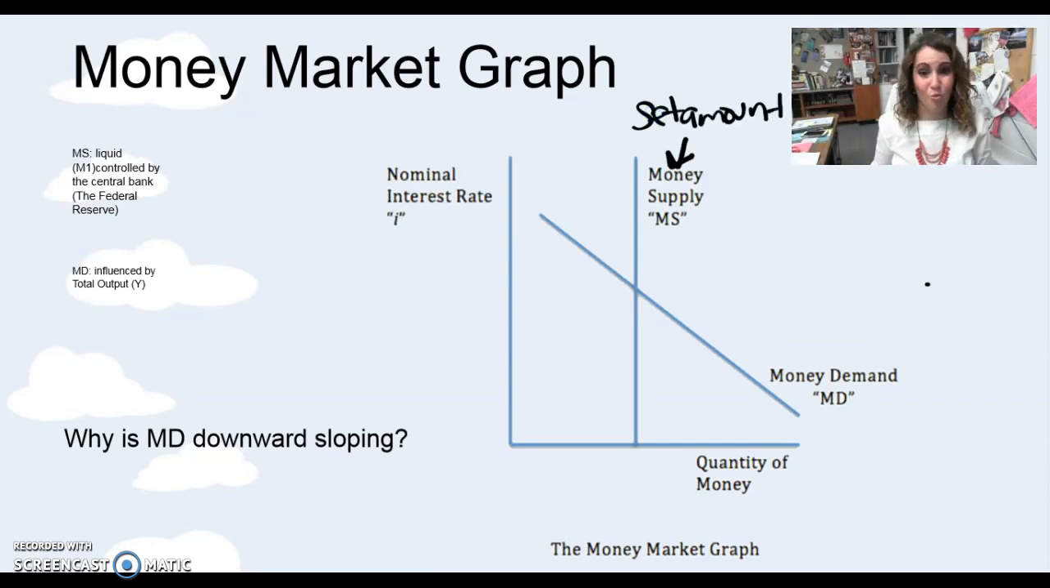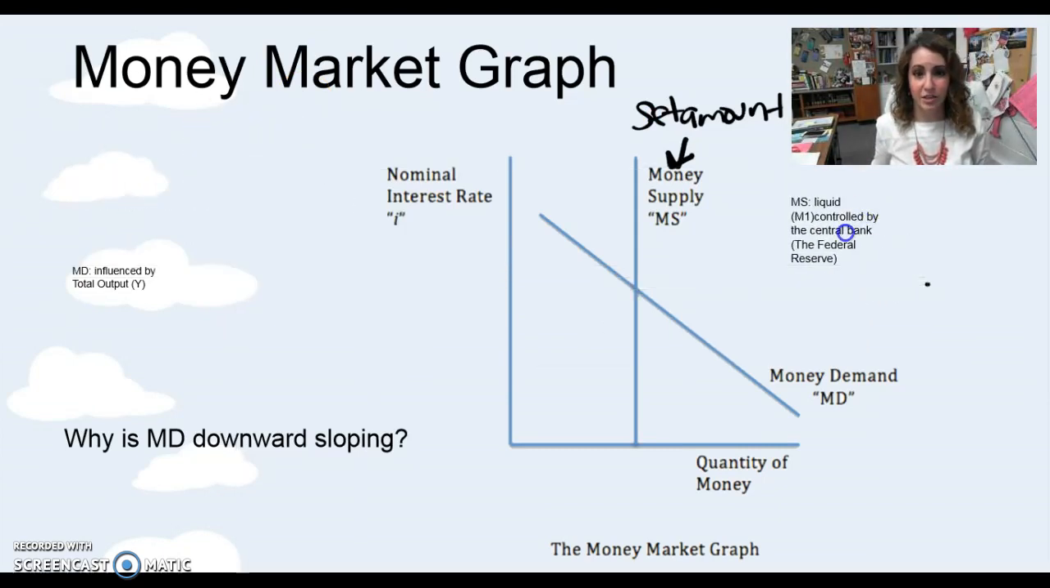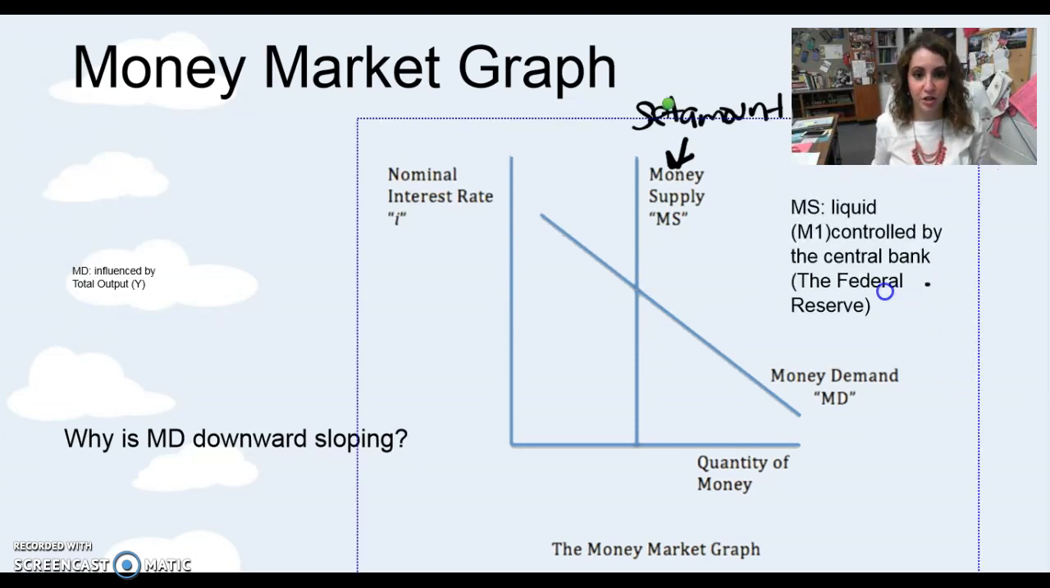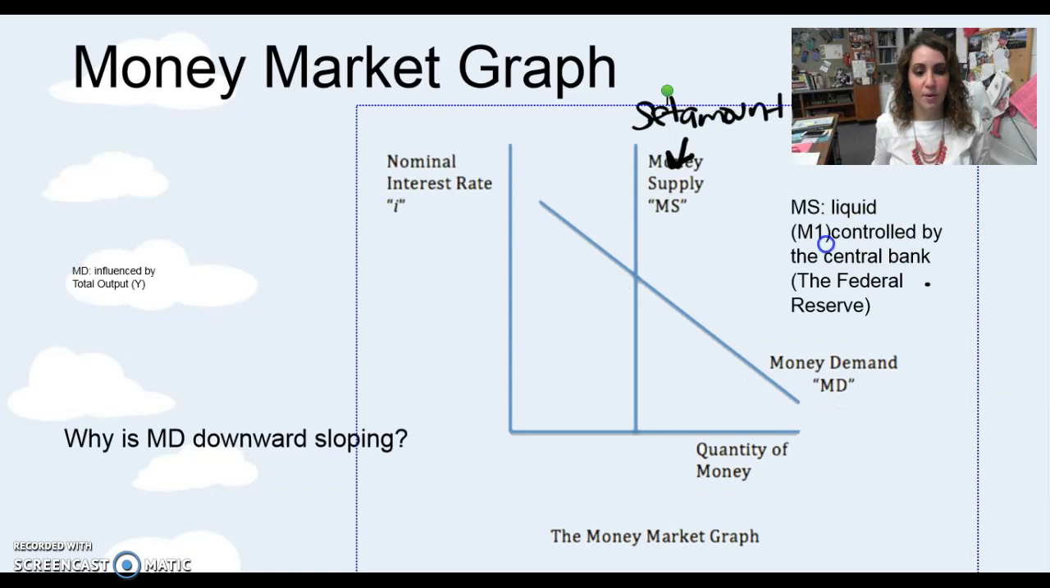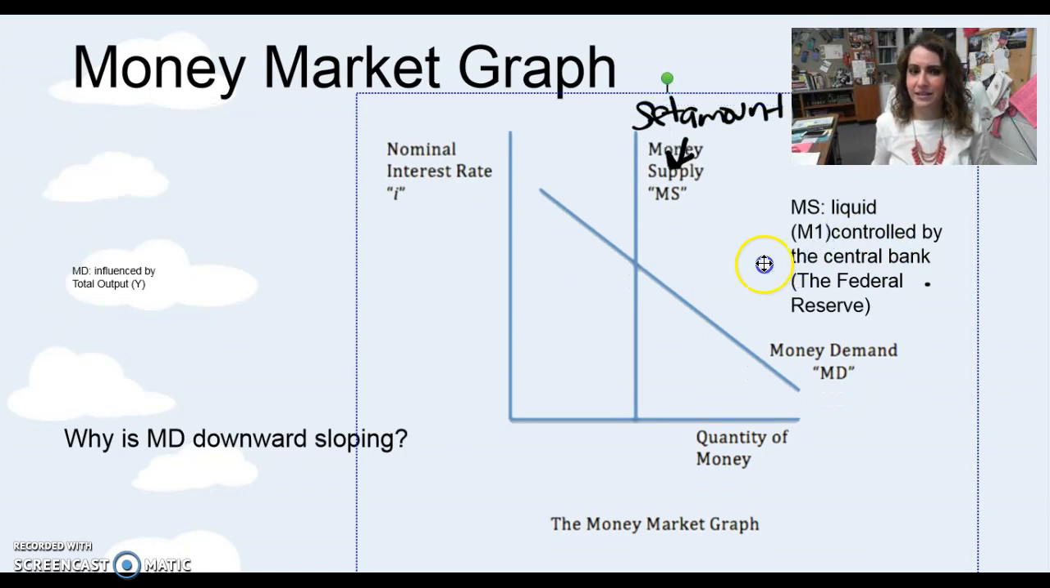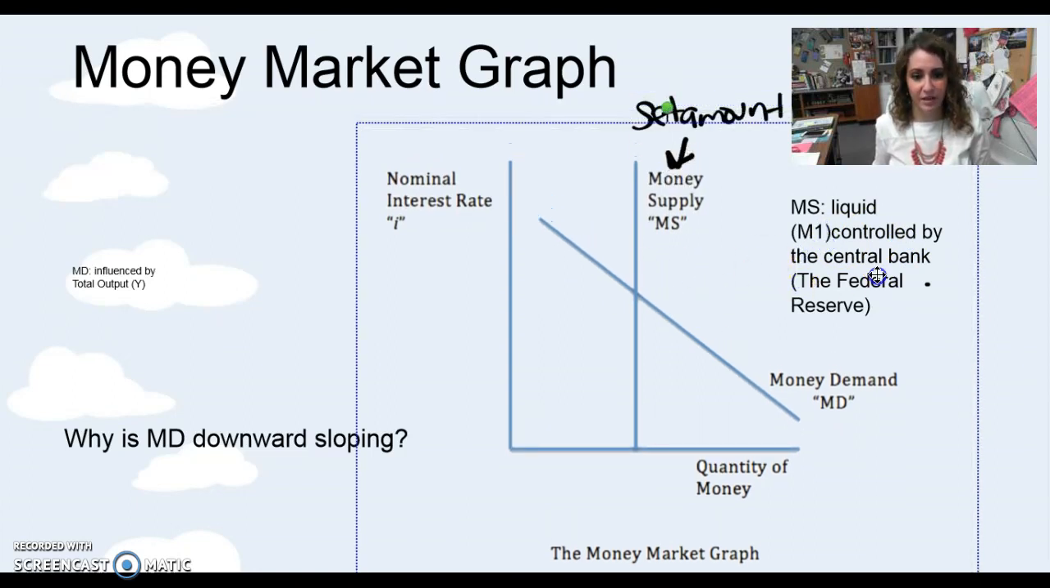Technically, it's M1. Remember, money supply is the money in circulation, the money that's in your checking account, that's in your pocket: cash, coins, checks, traveler's checks. And so money supply is technically M1. It's the most liquid amount of money. So there it is. It's controlled by the Federal Reserve.